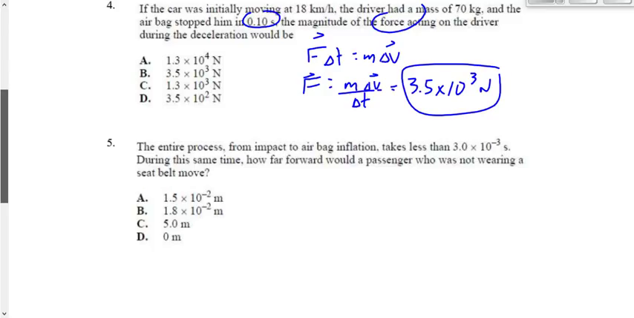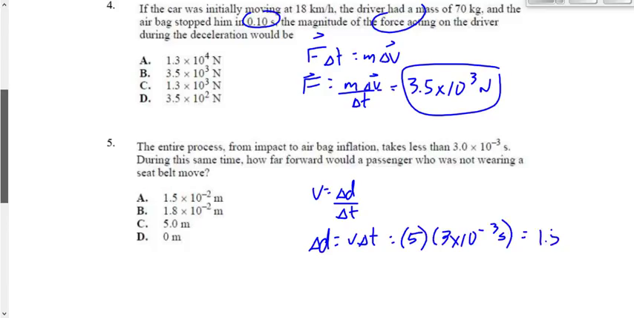So we're going to say V is equal to delta D over delta T, and D is equal to V times T. The driver of the car is going to continue moving at 5 meters per second. That's how fast the car was moving, 18 kilometers per hour, 5 meters per second, for 3 times 10 to the negative 3 seconds. I think it gives me 1.5 times 10 to the negative 2 meters. So how far forward does the driver move before the airbag is inflated? 1.5 centimeters. That's how fast this thing actually inflates.